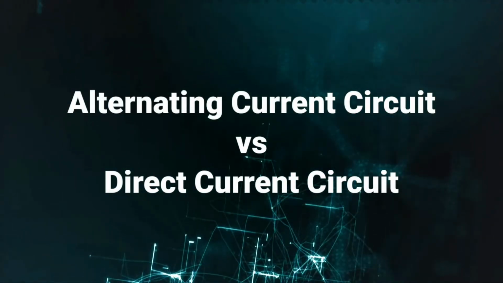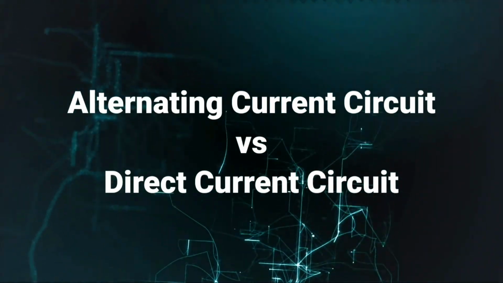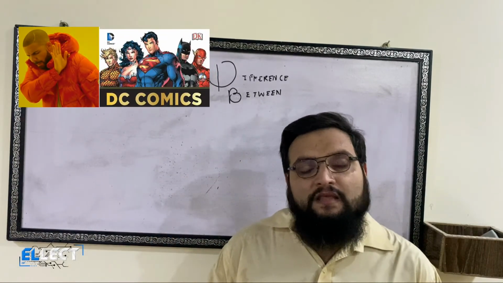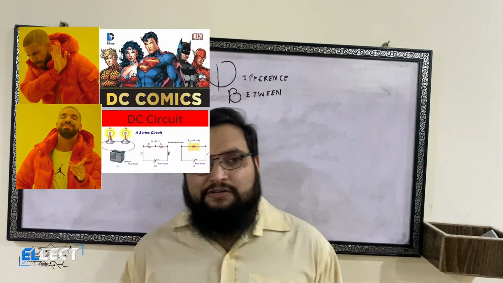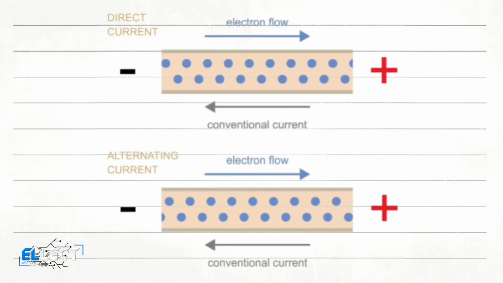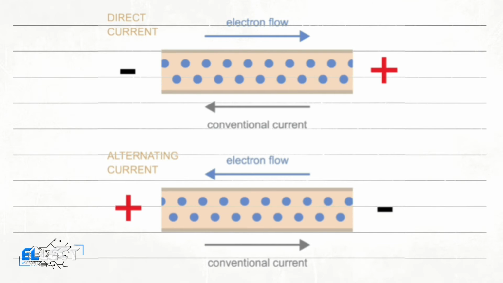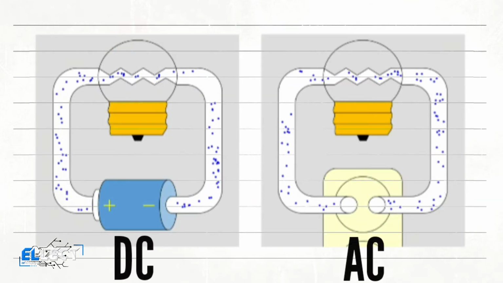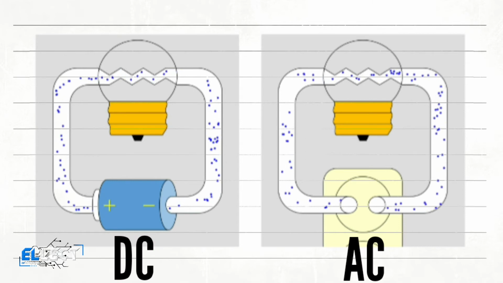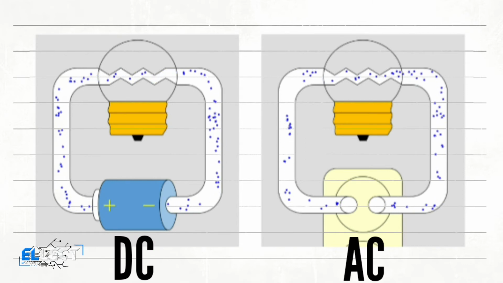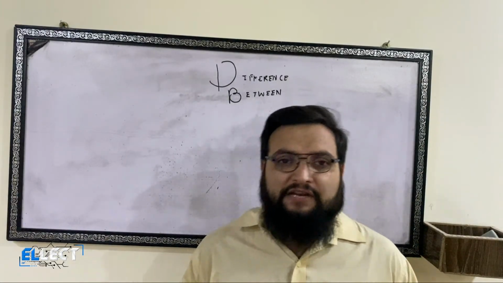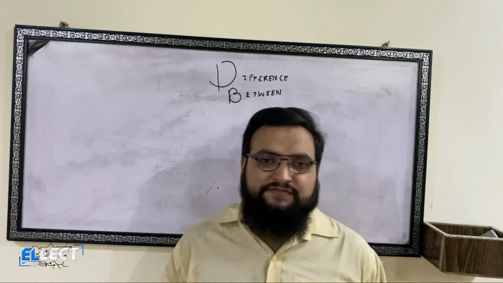Alternating current circuit versus direct current circuit. Now coming towards the DC circuit, DC is known as direct current circuit, which allows the flow of current in only one direction. It means that current will only flow in one direction, it will not flow periodically. And we can say that this type of current is given by the output of batteries, some rectifiers, DC devices.